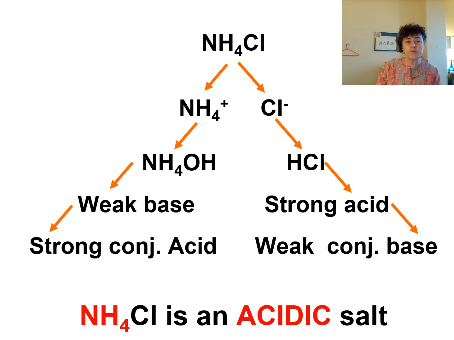In this second example, we're going to see ammonium chloride. We separate the ammonium ions and the chloride ions. We get the parent base, that's ammonia or ammonium hydroxide, and we get the parent acid, that's hydrochloric acid. So hydrochloric acid is a strong acid, its conjugate base is going to be weak, so it doesn't affect the pH. But ammonia is a weak base, therefore it's going to have a strong conjugate acid, and that will make ammonium chloride an acidic salt.